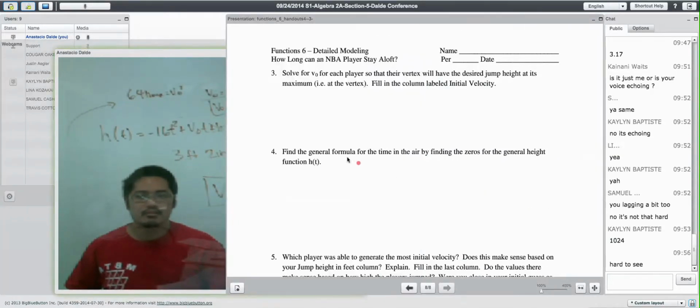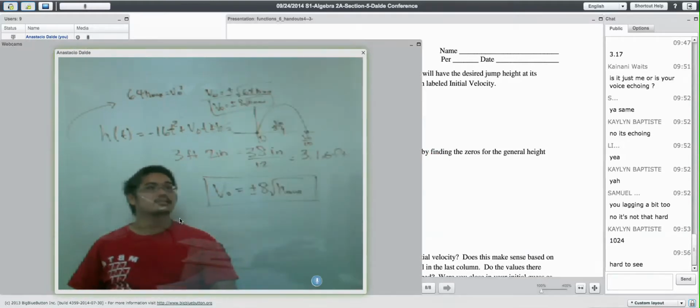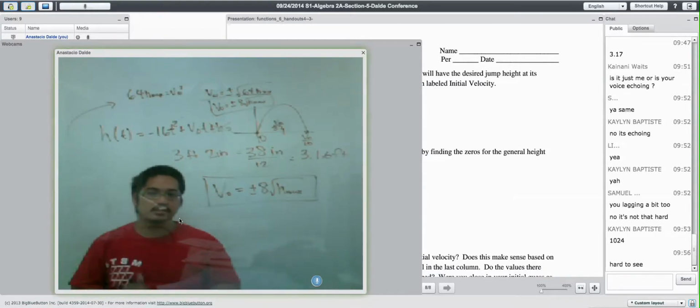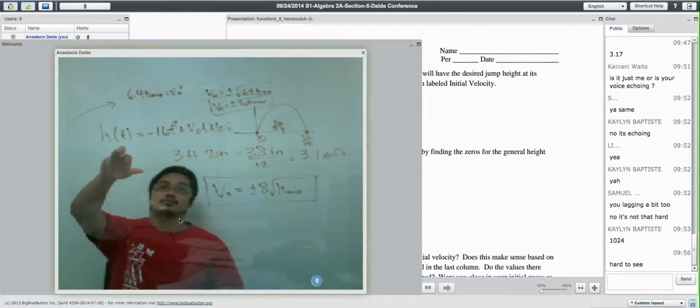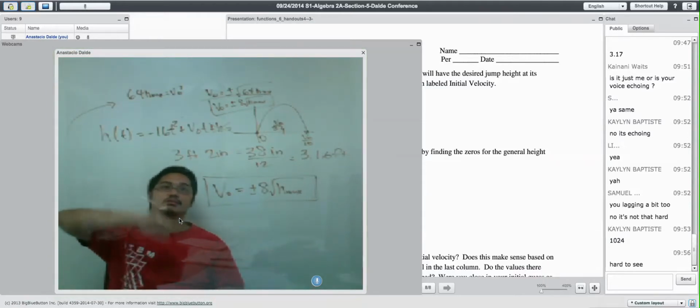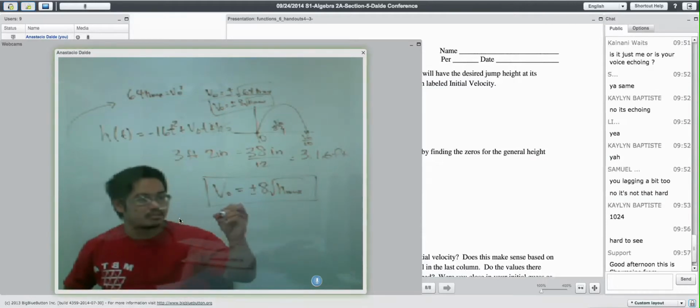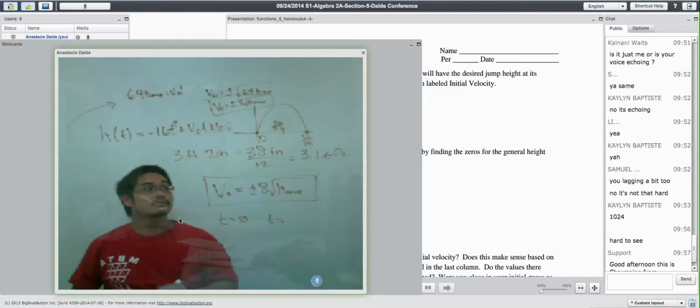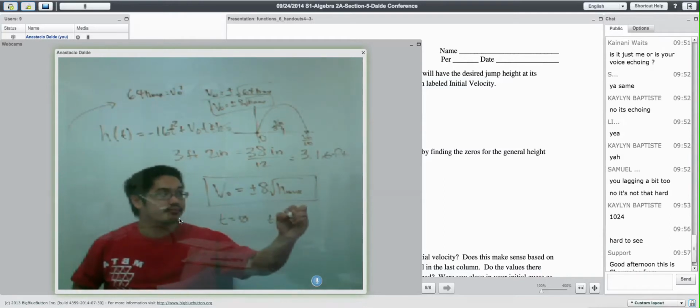Find the general formula for the time in the air by finding the zeros for the general height. Oh, okay. Darn, I just erased that equation. That equation was basically just setting h of t equal to 0. And actually, I just had those. Either time equals 0 or time is equal to, what was it? It was like v naught over 16.